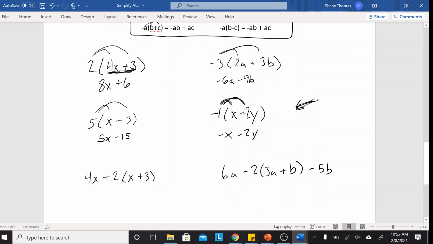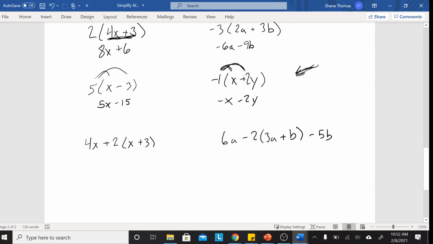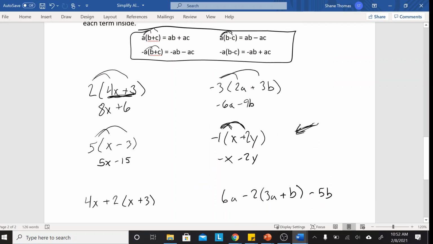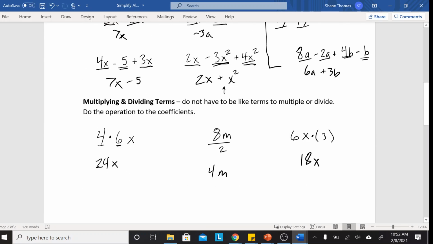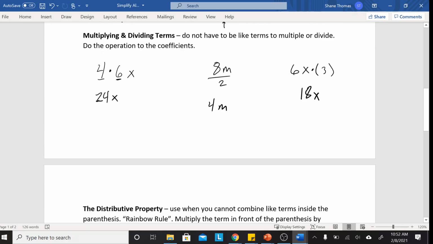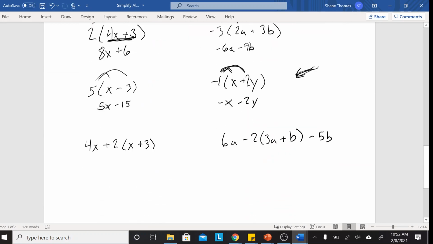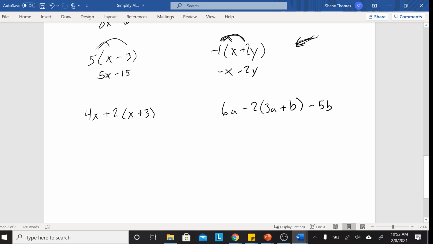Okay, and then lastly, last two problems of the day. Sometimes you have to combine what we did up here with combining like terms, combine that with your distribution rule. So in both of these, I want to combine like terms and simplify as far as possible, but I have to distribute first. So I check in the parentheses, I cannot combine an x and a 3. They're not like terms, so I distribute.